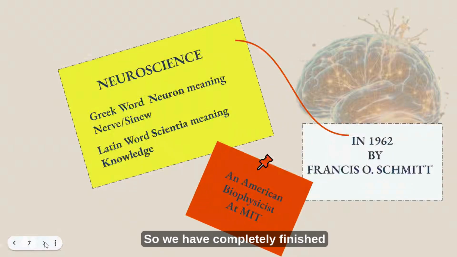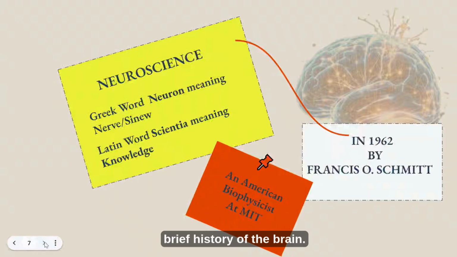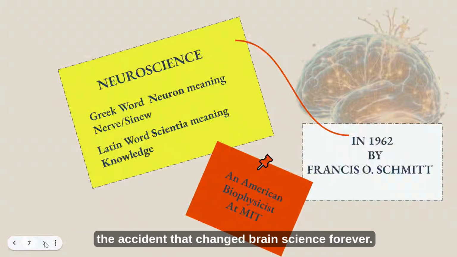So, we have completely finished our overview on our first introductory video. In the next video, we are going to be talking about the brief history of the brain. We'll look at the bizarre medical practices of the ancient world and the accident that changed brain science forever.